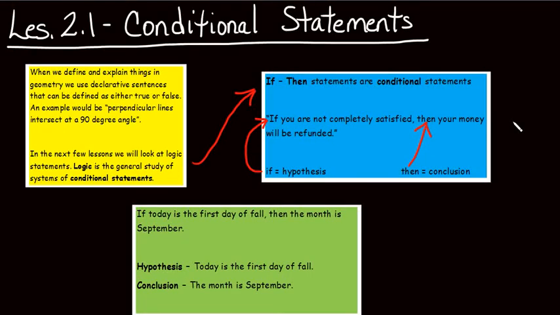All right, we have started Chapter 2, so congratulations on finishing Chapter 1. We are going to begin studying conditional statements.